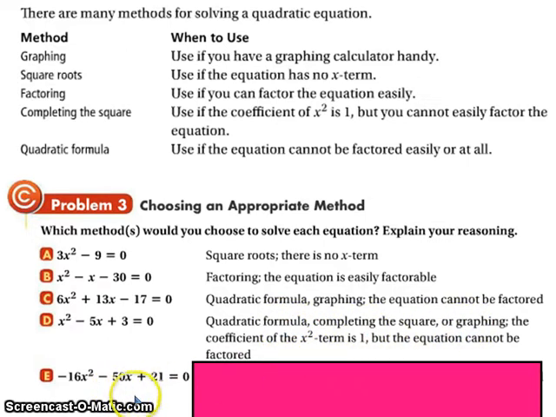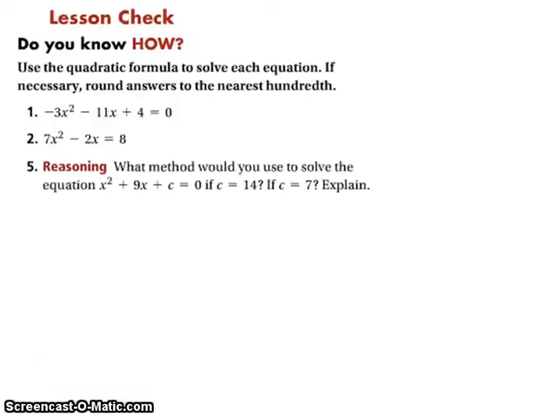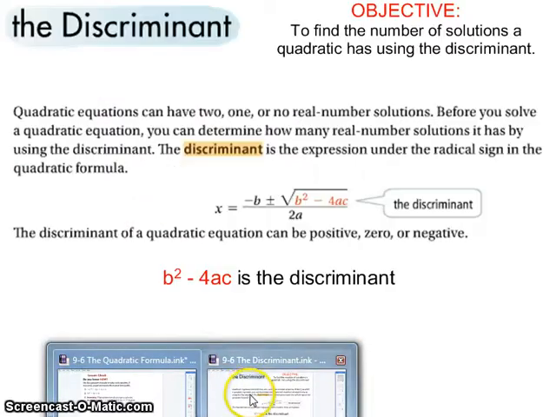And then this one looks a little complicated, so we might just want to jump into the quadratic formula or into graphing. And that would allow us to get to our answer much quicker. Okay, try these 3. I would suggest you pause it, and I'm gonna move to the next one.